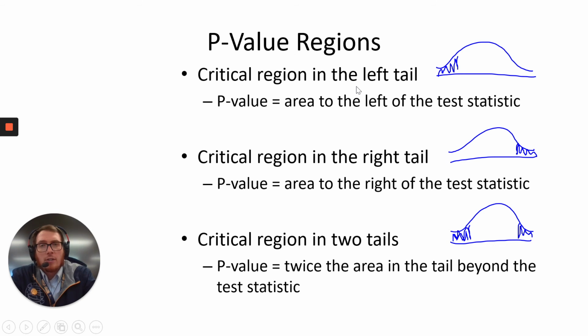For the critical regions, if it's a tail to the left, the critical region is the area left of the test statistic. The critical region for area to the right would be to the right. But the critical region in two tails is twice the area on the left or right. So if this area right here is 0.1, then the critical region is 0.2 for that p-value. So don't forget, for the two-sided, you may have to multiply or divide depending on how your table is set up. For z-tables, you're going to have to double it for z-scores.